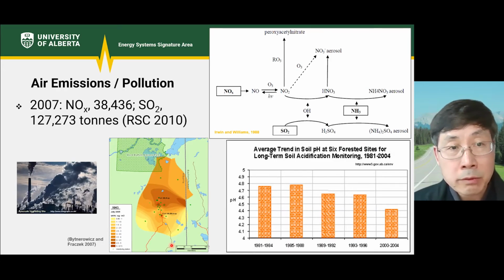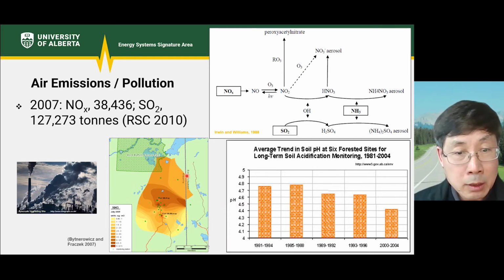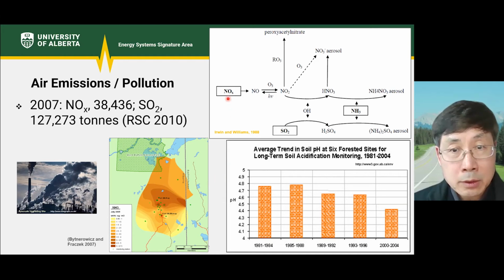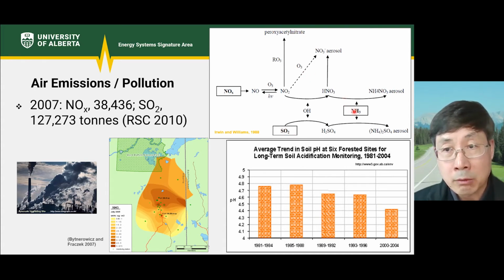Another impact of the conventional energy systems on the air is obviously emission of pollutants. Here, the example is emission of ammonia in the oil sands. It is really obvious that where the oil sands operations are really intensive, the ammonia concentration in the air is really high. And these nitrogen and sulfur emissions from energy production systems enter the atmosphere and eventually come down in the form of acid deposition, or nitrogen and sulfur deposition.